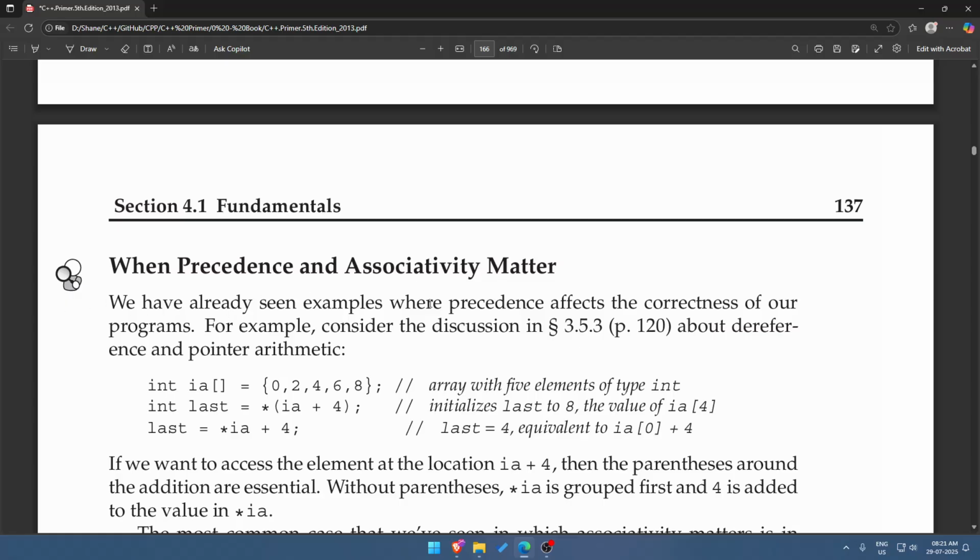When precedence and associativity matter. We have already seen examples where precedence affects the correctness of our programs. For example, consider this expression. Now this would return a pointer, 0 plus 4, this would return 4.